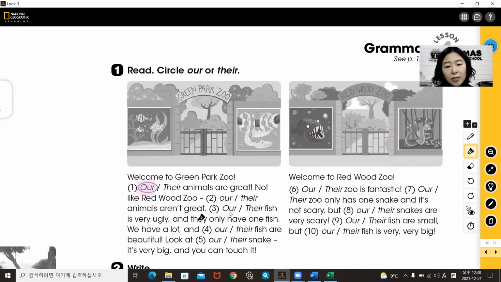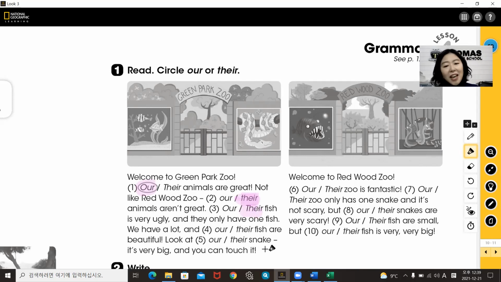Okay, then blah, blah, blah, animals aren't great. Then there are bad points, right? So then you can choose there. Their animals aren't great, so don't go there. In this way, they wanted to say. Okay, then fish is very ugly. That is the bad aspect, right? So their fish is very ugly, you can say this way.